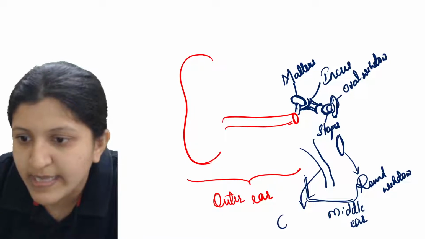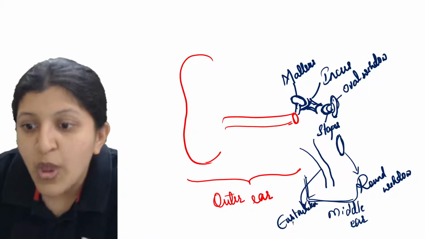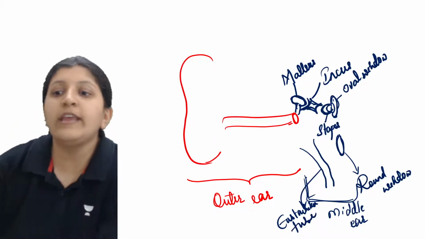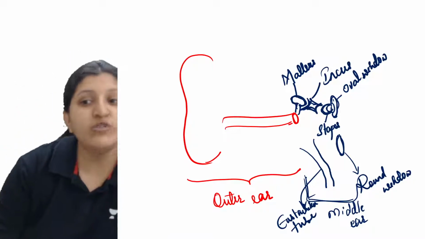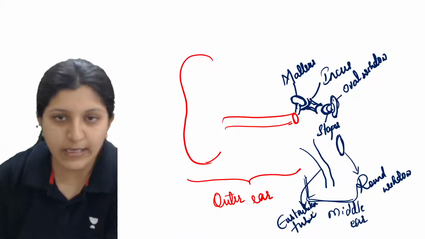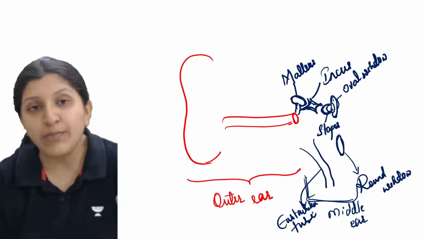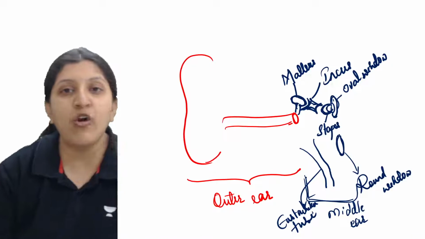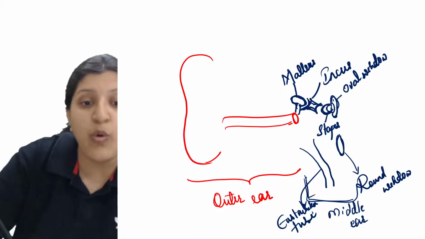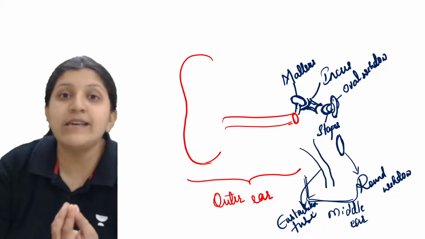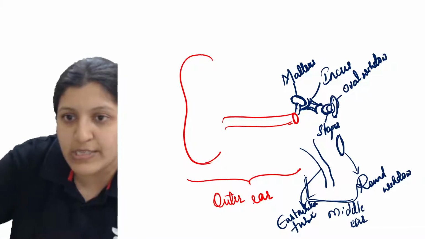So let me just label this as well. So this is a Eustachian tube, which has a function in equalizing the pressure on both sides of the ear. So that is the outer ear as well as the middle ear. So equalizing is done so that the eardrum can vibrate freely. So free vibration of the eardrum or the tympanum can occur if and only if there is an equalized pressure difference.